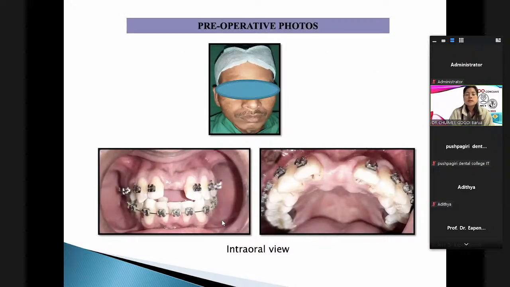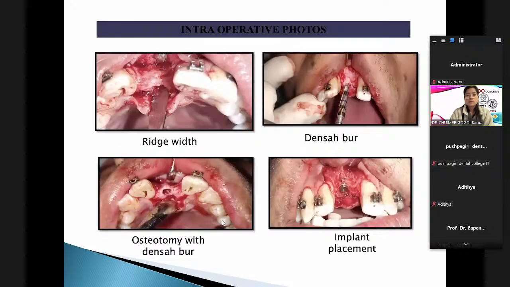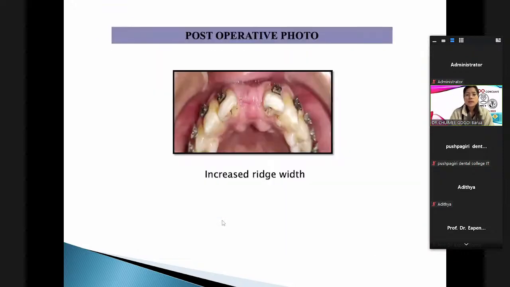A case is presented where osteotomy was done using denser burrs. Preoperative photos. Insufficient ridge width. Osteotomy site prepared with denser burrs. Placement of implant. Increased ridge width.